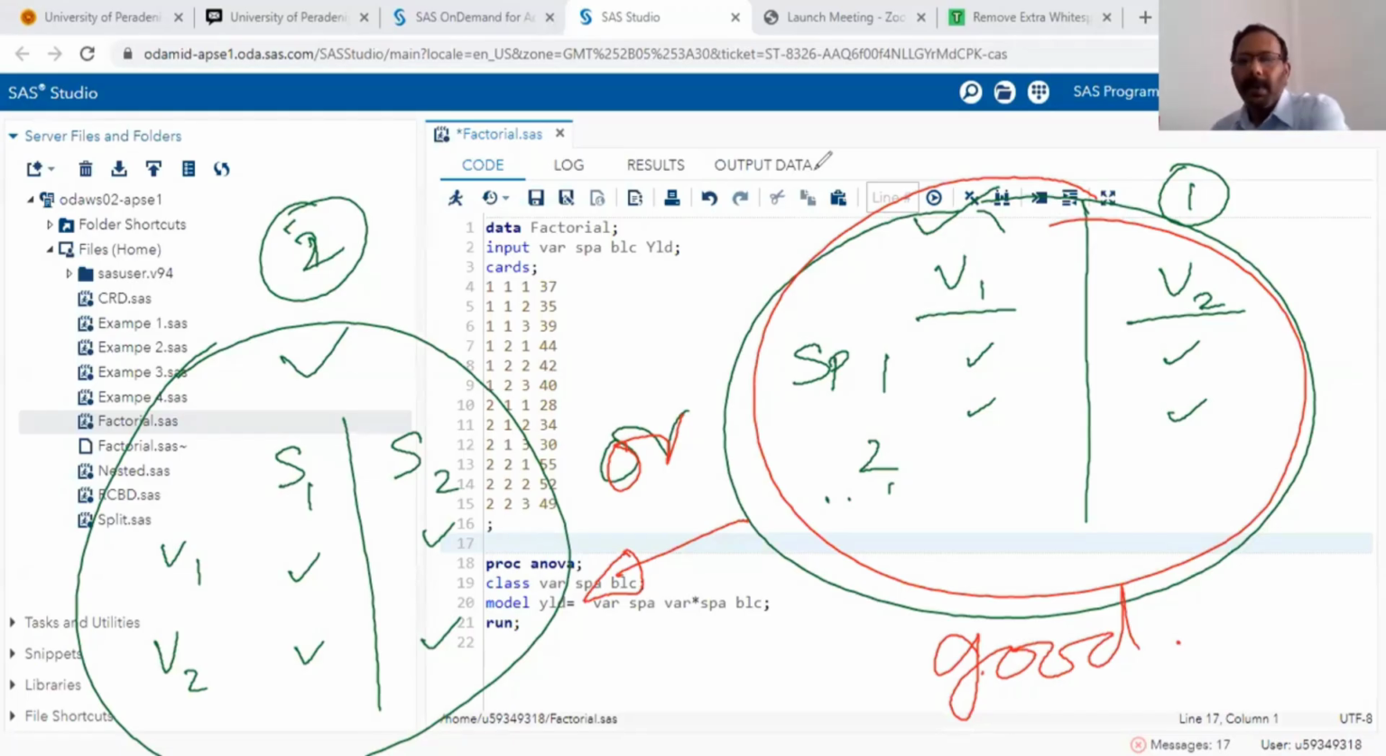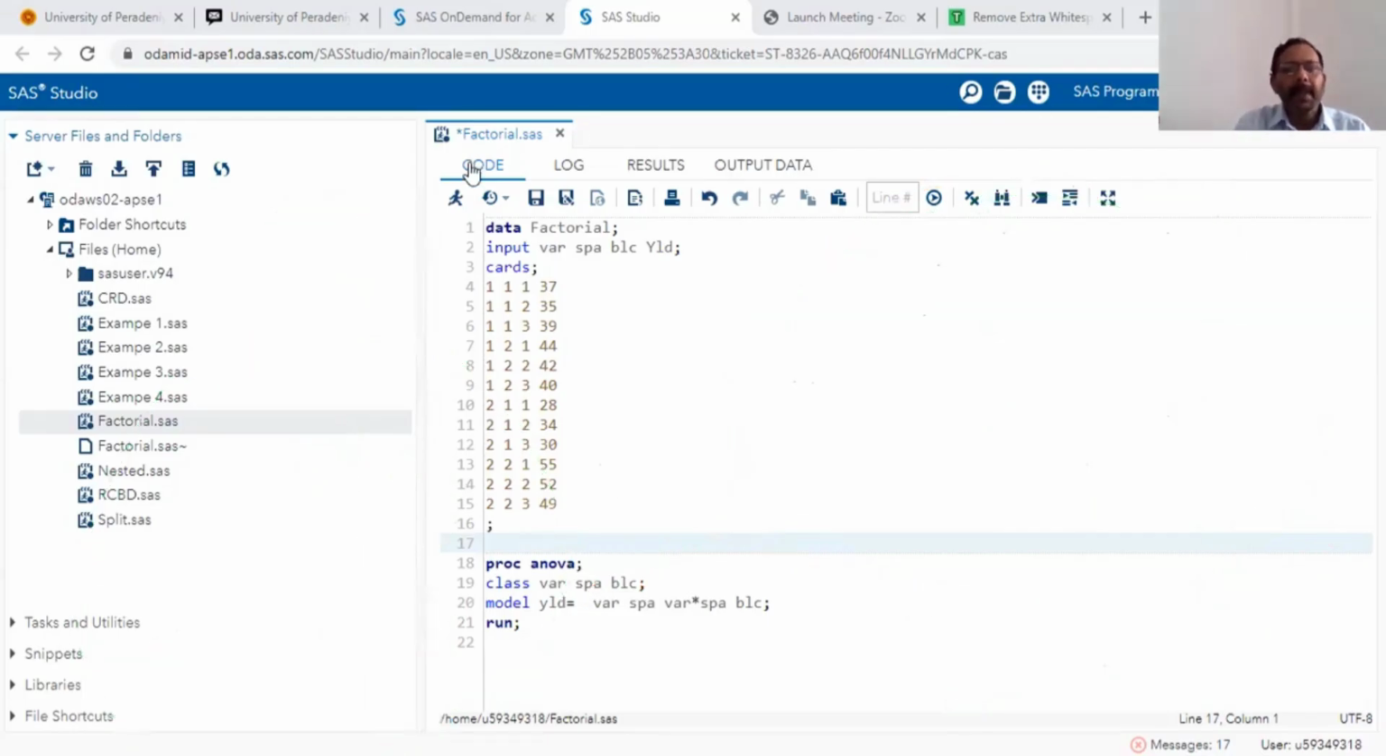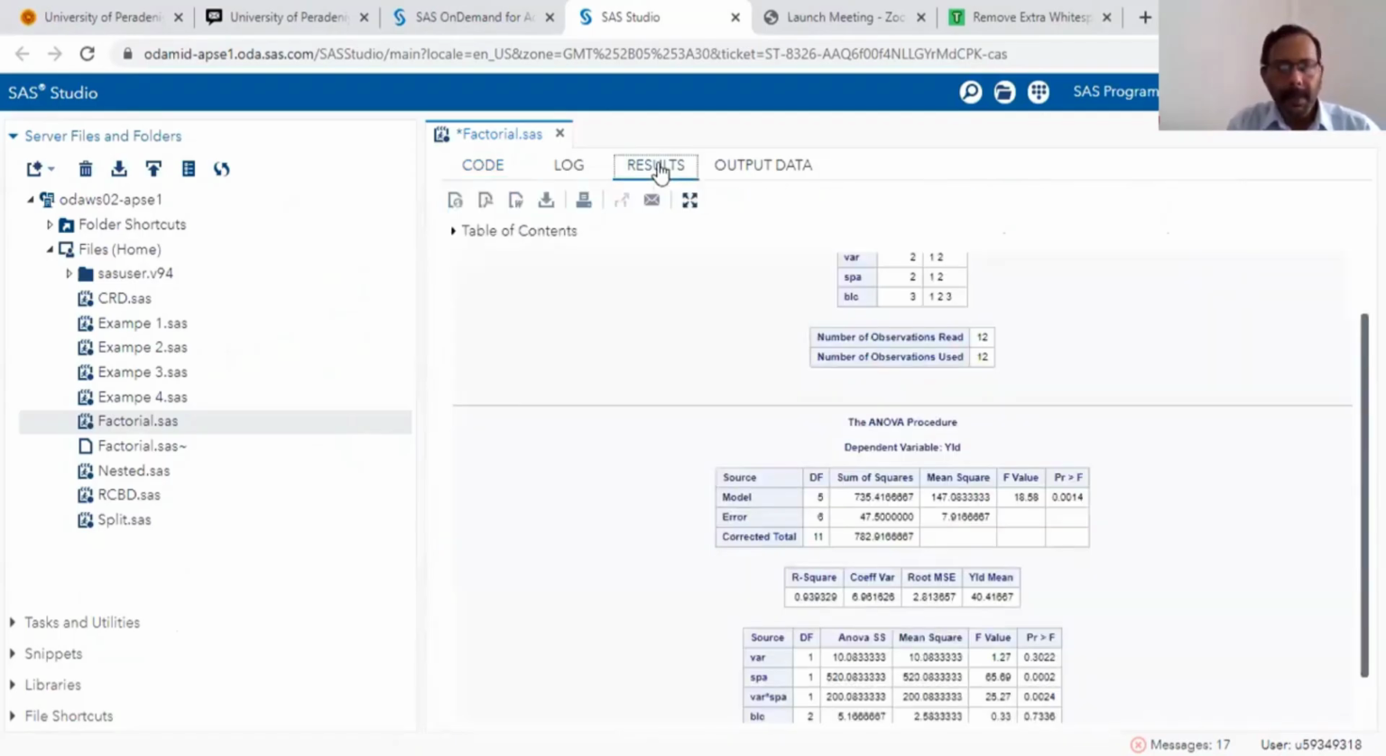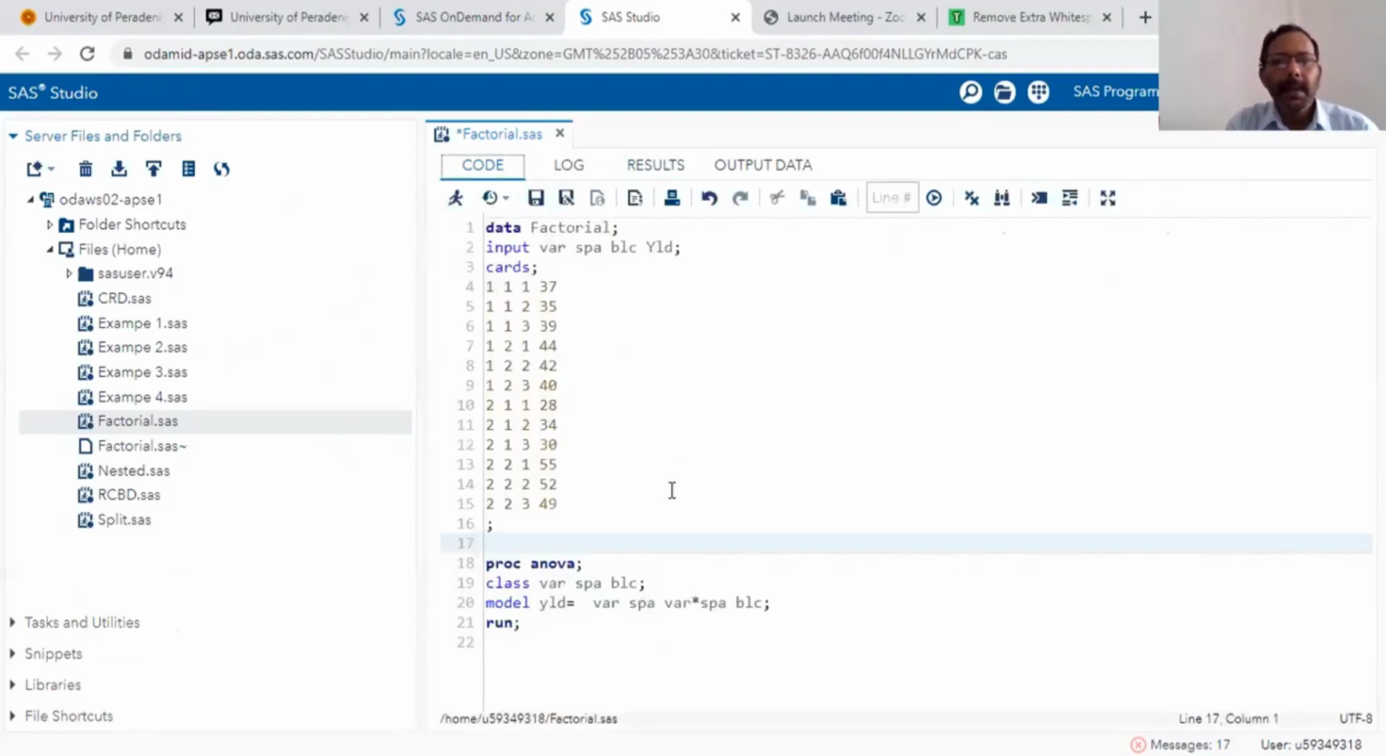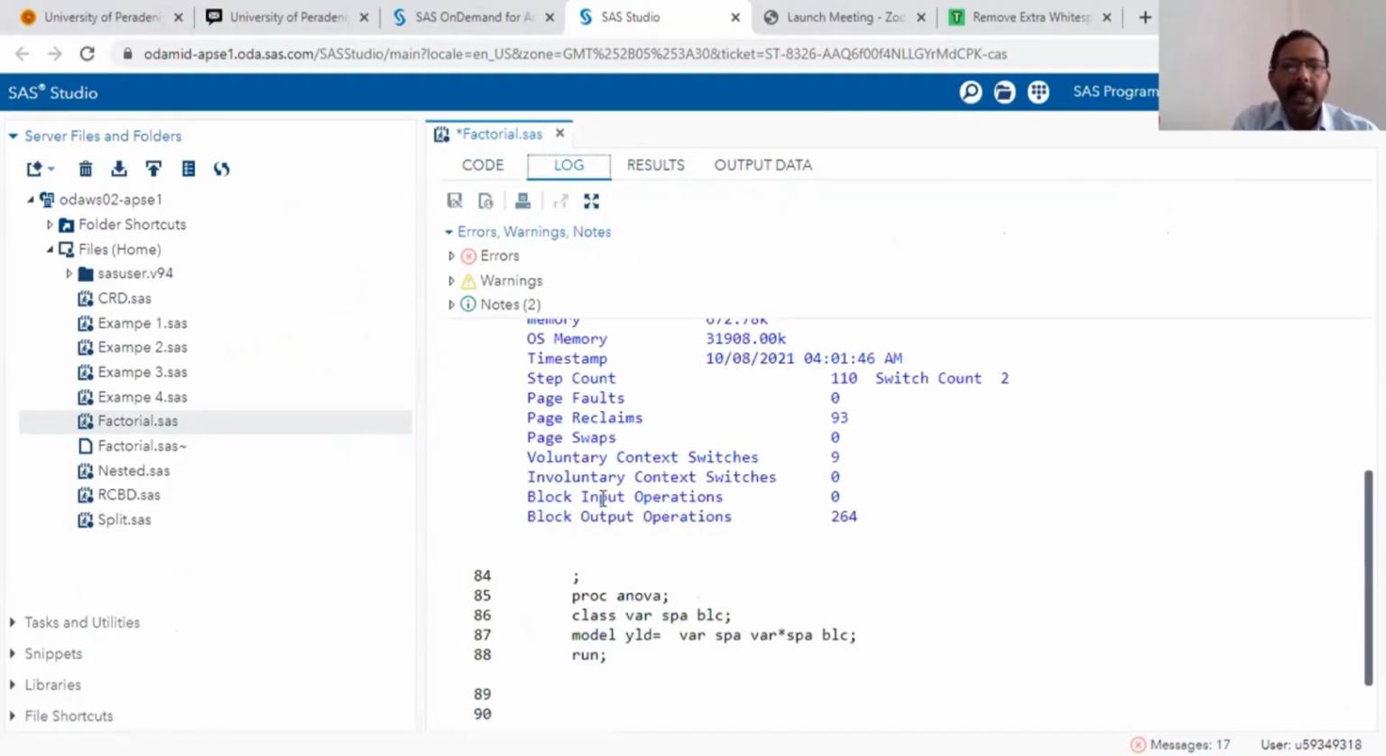Right, for which one will we have to put the ANOVA if I want to explain this? Do I want to put the ANOVA for variety or for spacing? Varieties. Right, we want to fix the ANOVA for variety. Yes, good. Now go back to the program. I will include proc ANOVA, doesn't matter, because sometimes icons are not working.